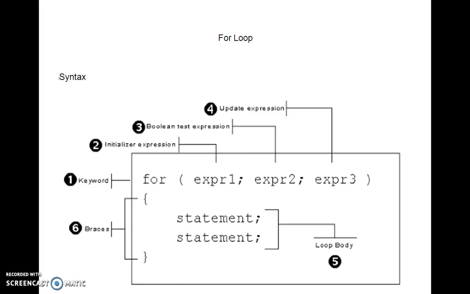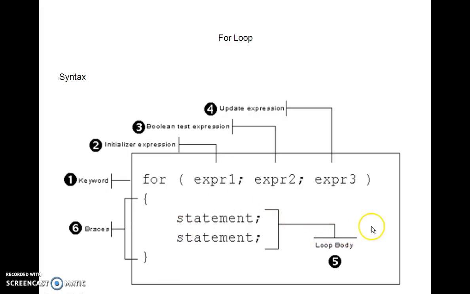Okay, we will start with for loop. This is the syntax of the for loop. The keyword is for, then within these brackets there will be three expressions separated using semicolons. Expression 1 is called the initializer expression, expression 2 is the test expression, and expression 3 is the update expression. The sequence of statements which has to be executed repeatedly will be written inside these curly braces, and this is called the body of the loop or loop body.